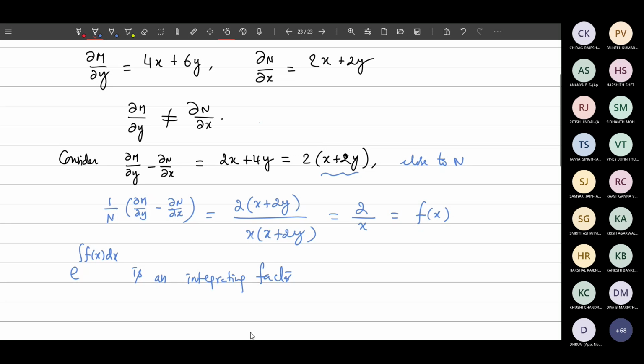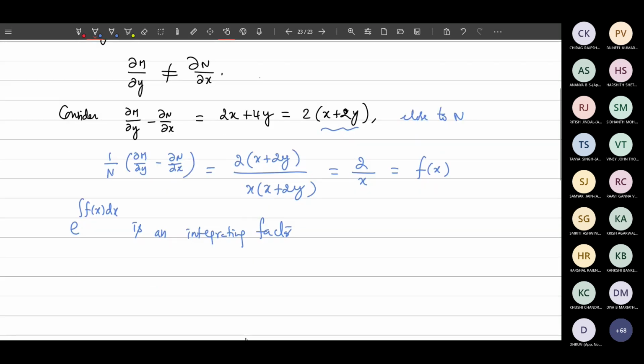So the moment this is an integrating factor, you compute what it is. E to the power of integral fx dx is, that's what the procedure says. If 1 upon n times the difference is a purely function of x, then e power integral fx dx is an integrating factor. If 1 upon m times the difference is a purely function of y, in that case e to the power of minus gy dy is an integrating factor, that you can see in that.